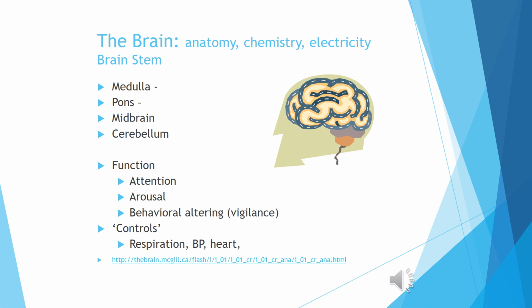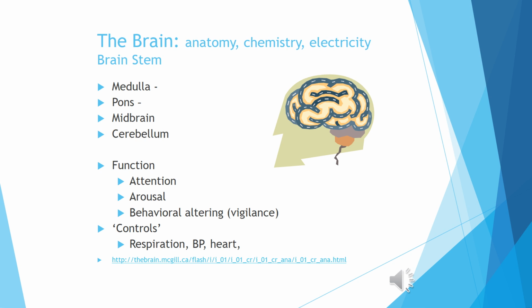Let's take time to look at the brain now, just from an anatomical point of view. And at the top of our spinal column, there is the brain stem, which has three regions in it: the medulla, the pons, and the midbrain. And then that ends or culminates in the cerebellum. The function of the brain stem is to help us maintain attention to what is coming in. It arouses us. It keeps us vigilant. It also is the area that has the autonomic or automatic controls for our respiration, our blood pressure, our heart.